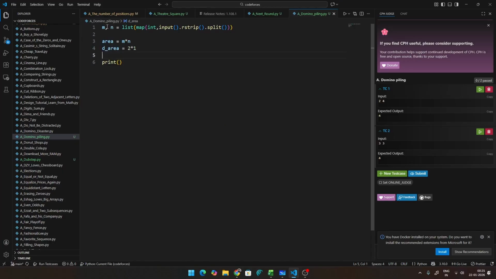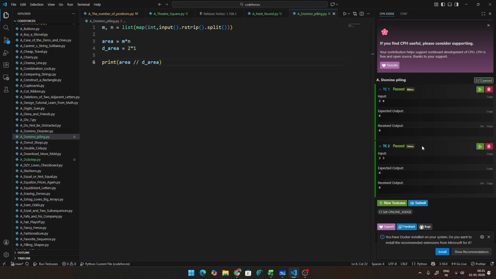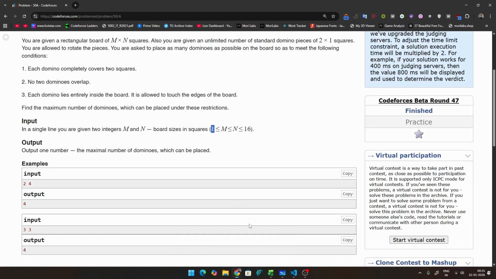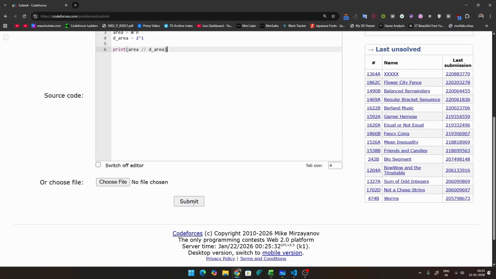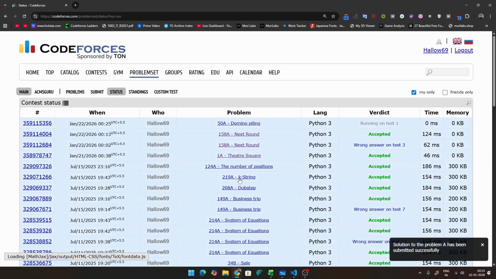So I'm going to go ahead and print the floor value, and to access this floor value, by the way, there are two different ways you can do this. Number one, you can import the math module, or you can do something called a floor division. This is the floor division operator in Python. So you can simply do area floor division d area, or you can do math.floor of area by d area. Now, if I run this, you can see that the test case is passed. I can also show you what this looks like if I submit this solution, so that you know that this is the right answer.